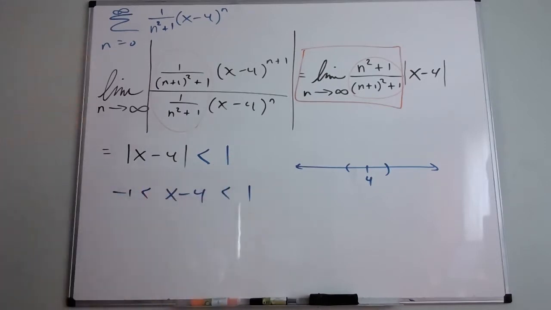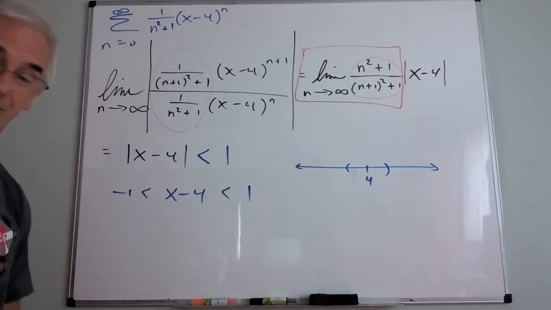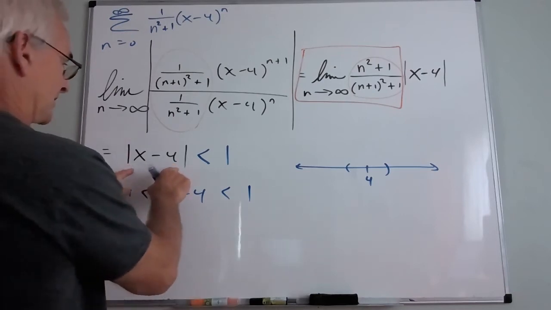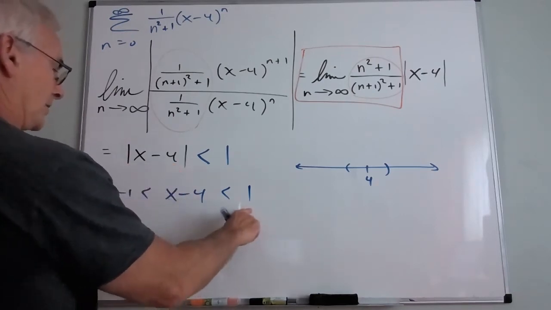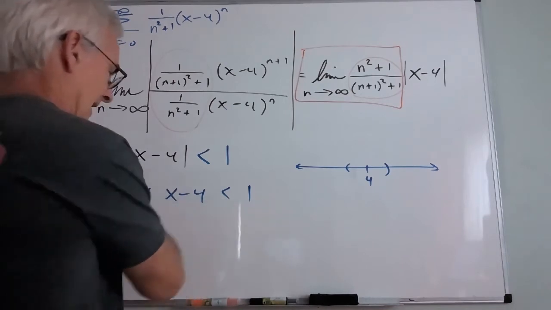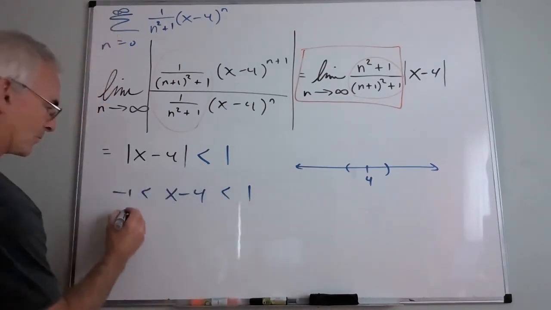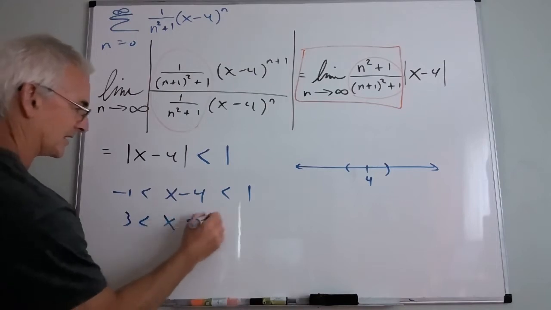Exactly. When I remove an absolute value, that's what we always do. Again, that's not calculus. That's like 9th grade algebra, but we sometimes forget because we haven't done it in a while. If the absolute value is less than 1, then the quantity is between -1 and 1. So how do I solve this? Well, add 4 to each term. So that would be 3 is less than x is less than 5.